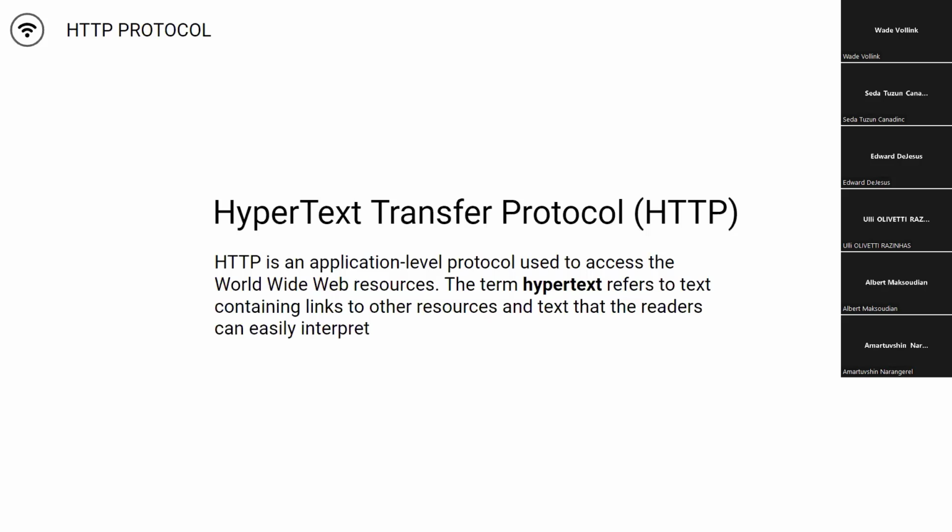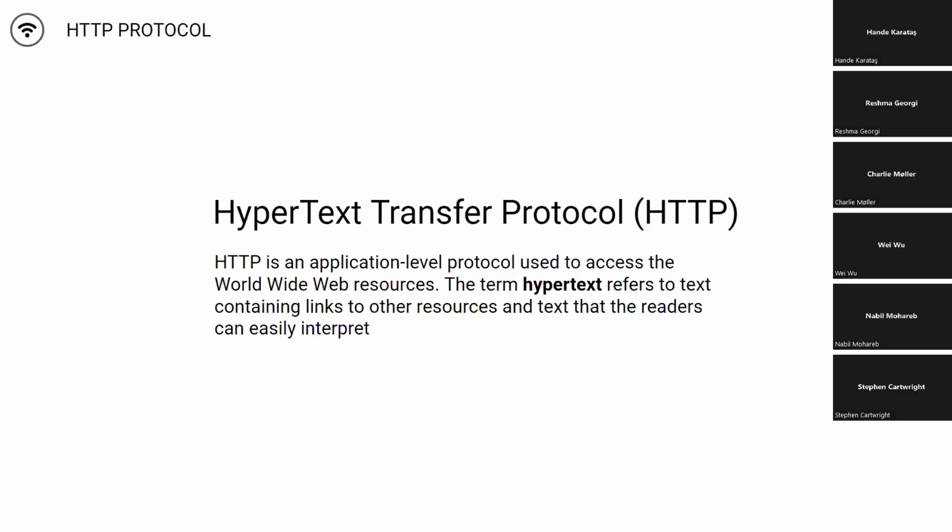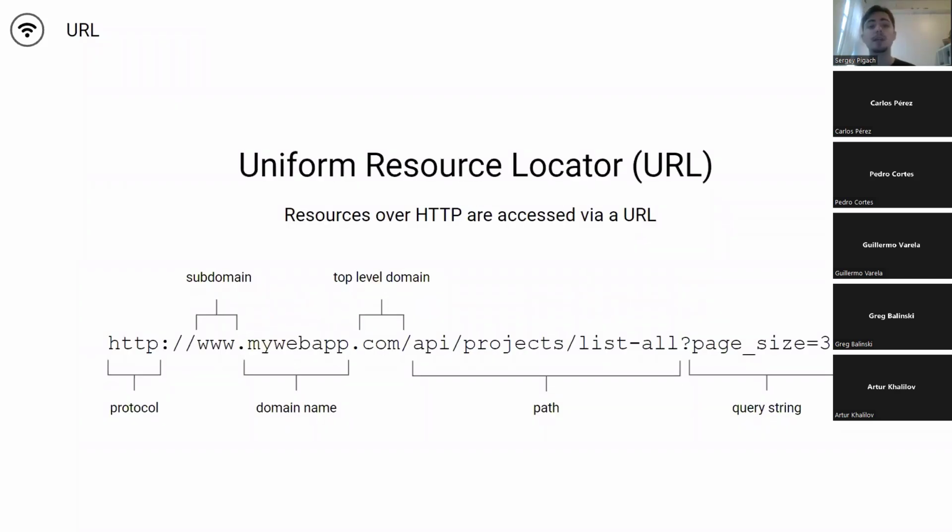So the internet runs the world, and the internet is run by the HTTP protocol, or the hypertext transfer protocol. So HTTP is an application level protocol used to access the World Wide Web resources. The term hypertext refers to text containing links to other resources and text that the readers can easily interpret. And resources over HTTP are accessed via a URL, or Uniform Resource Locator. So all of you have seen a URL, right? This is the link that you enter into your browser.